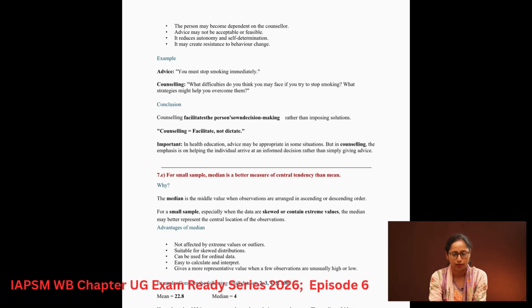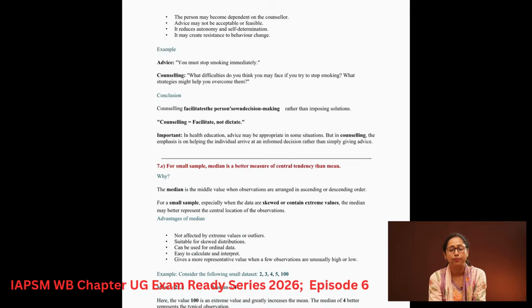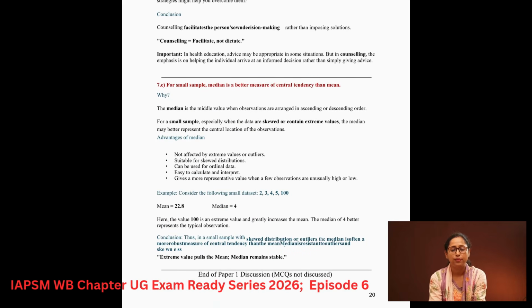and counseling is about facilitating the process, but not to dictate to him. Okay. The last explain why question was, for small sample median is a better measure of central tendency than mean. Why? The median is the middle value, we all know, when observations are arranged in an ascending or descending manner. Now, for a small sample, especially when the data are skewed or contain extreme values, the median may better represent the central location of the observations, we all agree, right.